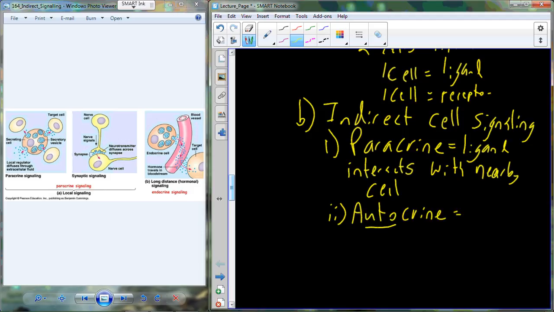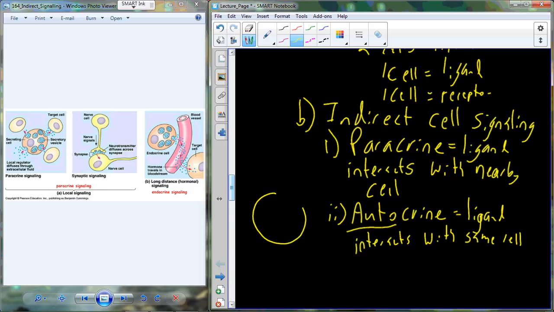The next is autocrine. And autocrine signaling, just like the auto suggests, the ligand is generated in a cell that feeds back onto a receptor bound in the membrane of the same cell. So it looks a little bit more like this, where I have my cell, a receptor in that cell, and some sort of molecule that's released and comes back and interacts on the same cell. And it causes a physiological change in that cell.